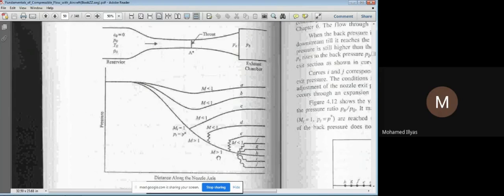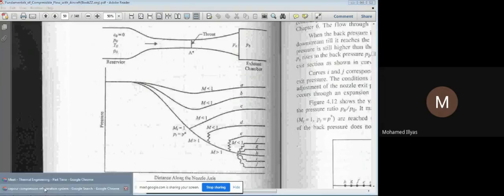Supersonic velocity, we are getting a divergent part here. So if I'm using a divergent nozzle, I'll be getting a Mach number greater than 1. That is called the supersonic velocity. I hope I have answered you.